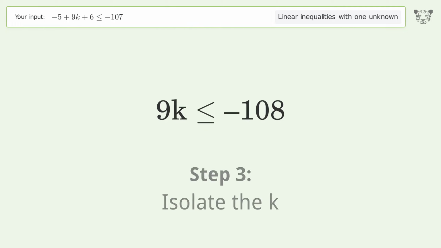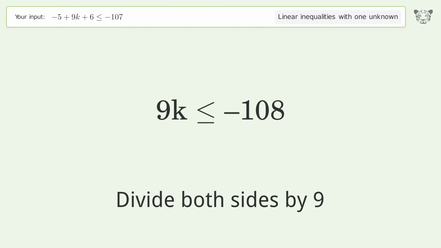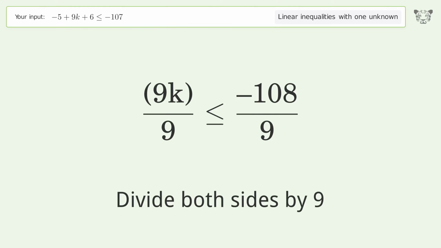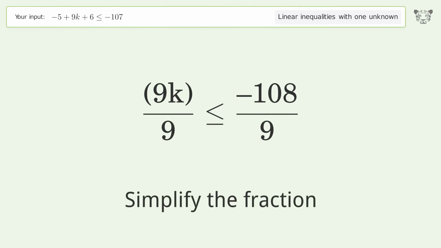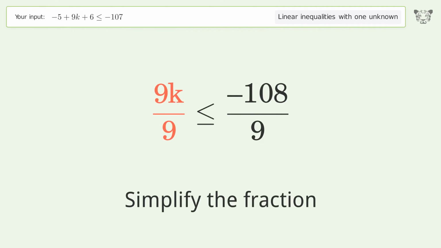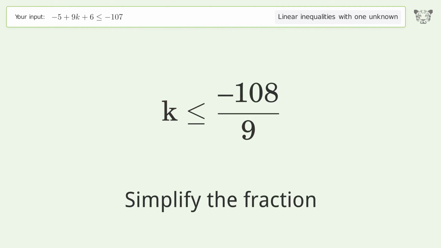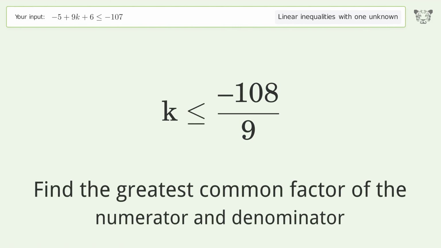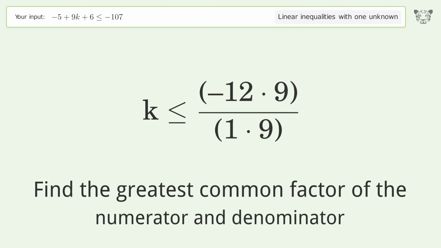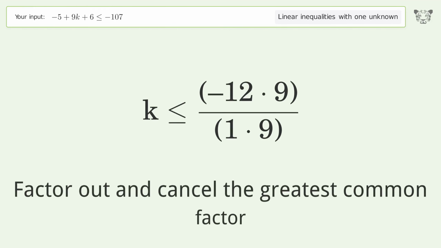Isolate the k. Divide both sides by 9. Simplify the fraction. Find the greatest common factor of the numerator and denominator. Factor out and cancel the greatest common factor.